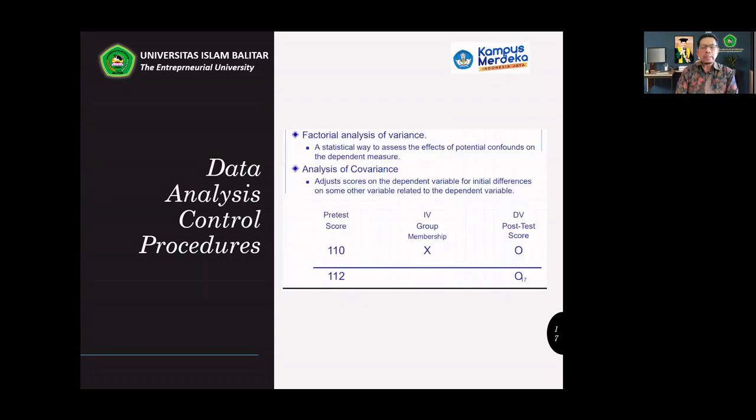Now the data analysis. Usually researchers will use factorial analysis of variance, a statistical way to assess the effects of the potential confounds on the independent measures. So factorial analysis or analysis of covariance, just like this.